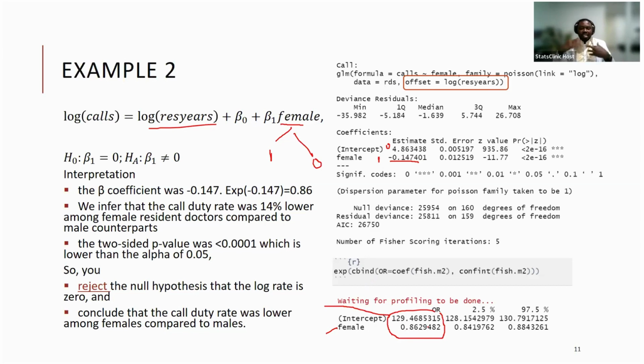So that 14% is easier on the mouth, easier to wrap our heads around. You say that the call duty rate in females was 14% lower than the call duty rate in males. It's easier to engage with when you say 14%, so that you can imagine that if on average in another population the number of calls in males is X, then the number of calls in females is 14% less than that. Okay, I hope that's clear.